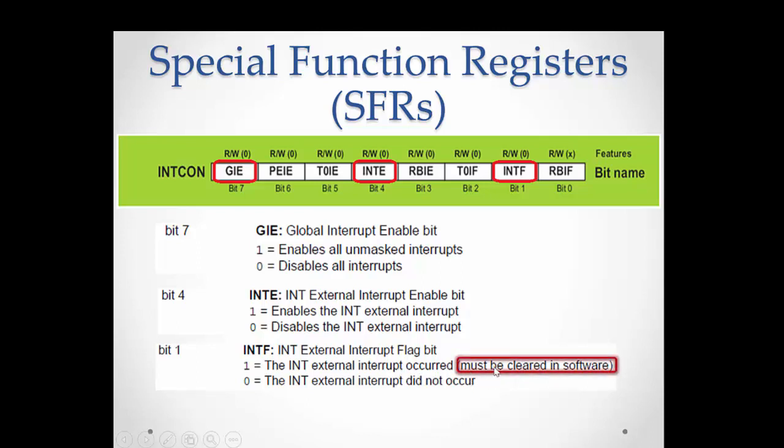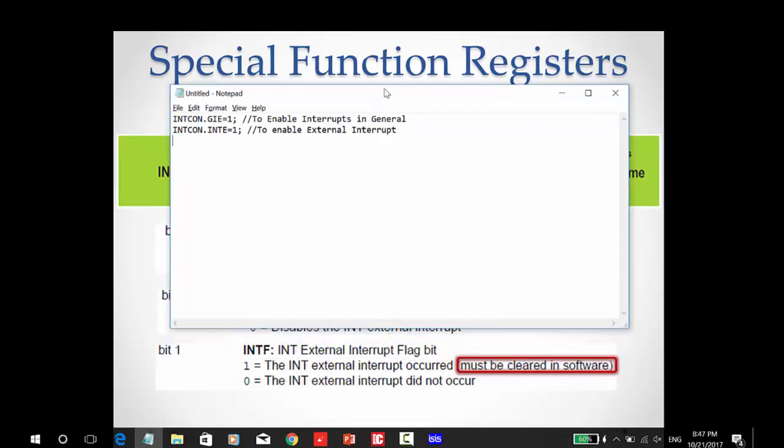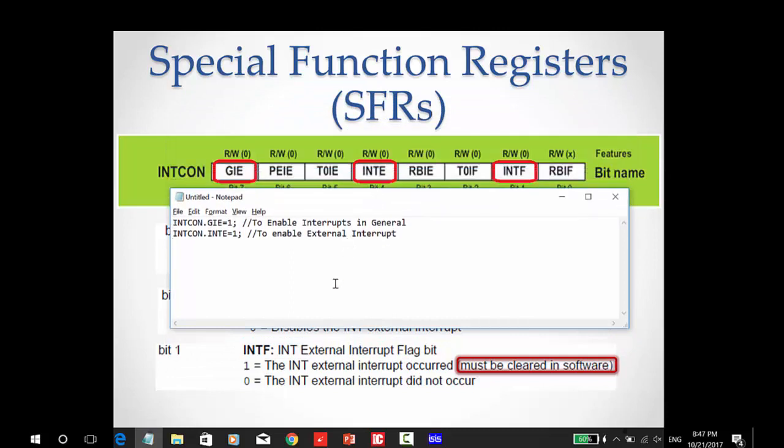This external interrupt flag must be cleared in software, because if a previous external interrupt occurred, maybe in the previous program, and you haven't cleared it, it will think that there's an external interrupt. So you must clear it. How do we clear that? Straightforward. We simply write INTCON again, but this time not .GIE, it's going to be .INTF, and I'm going to place a 0.